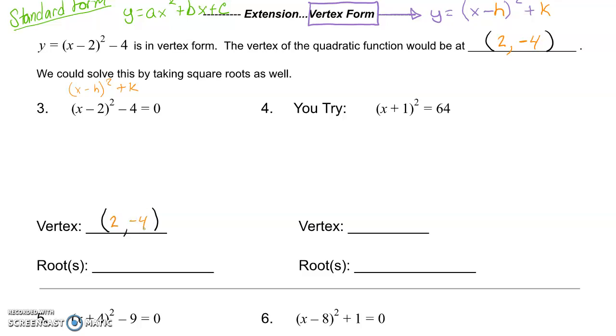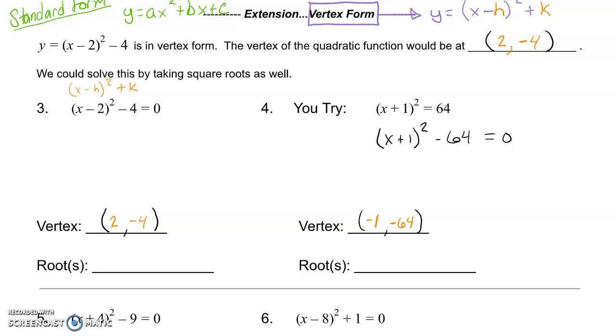Okay. Go ahead and press pause. Try the vertex for number 4. Now, did you remember to put it in standard form first? That's something that's consistent in everything we've done. We'd have to get this equal to 0 first.